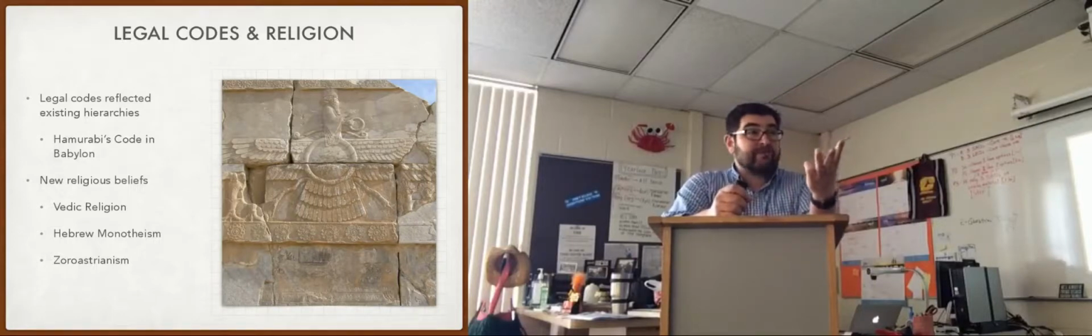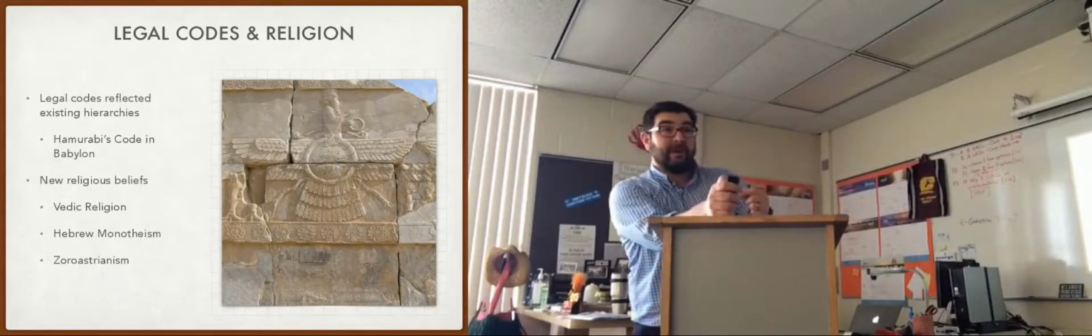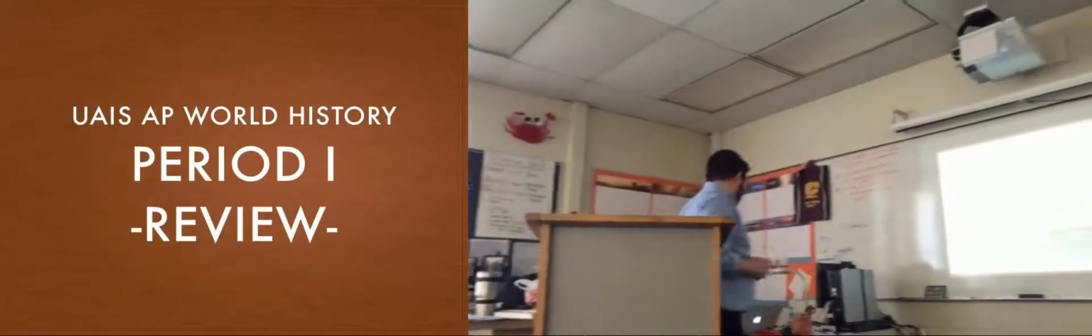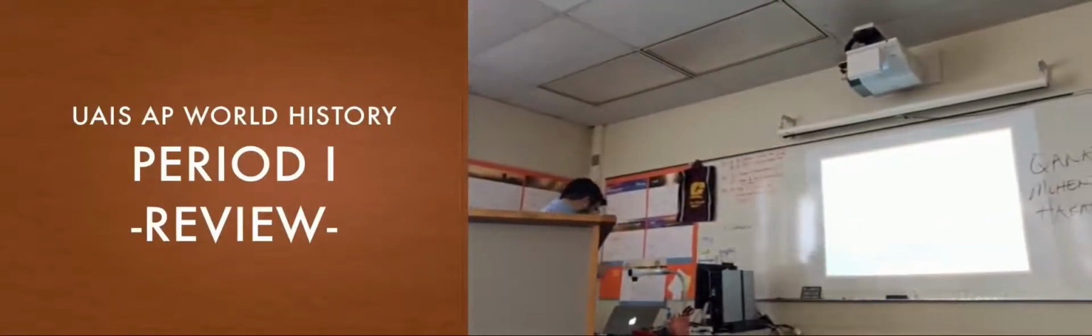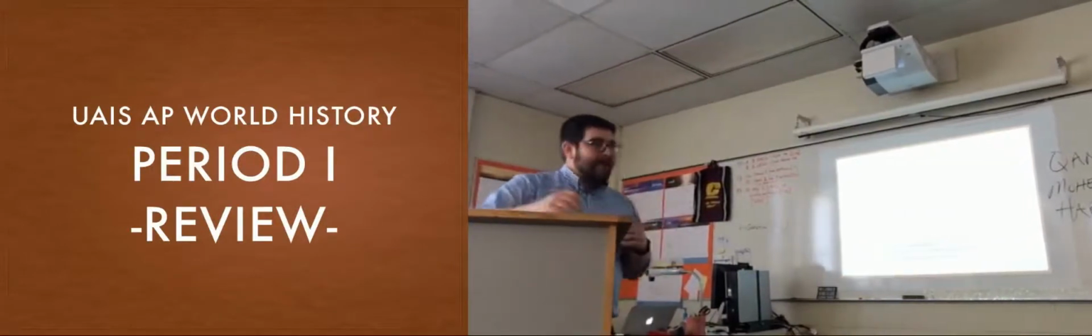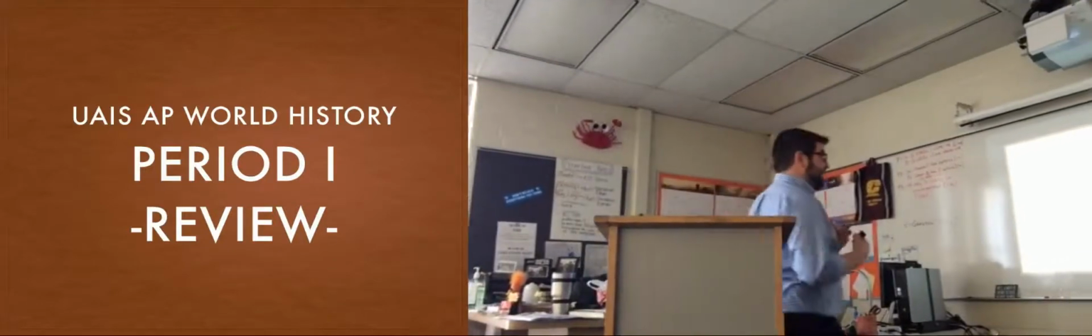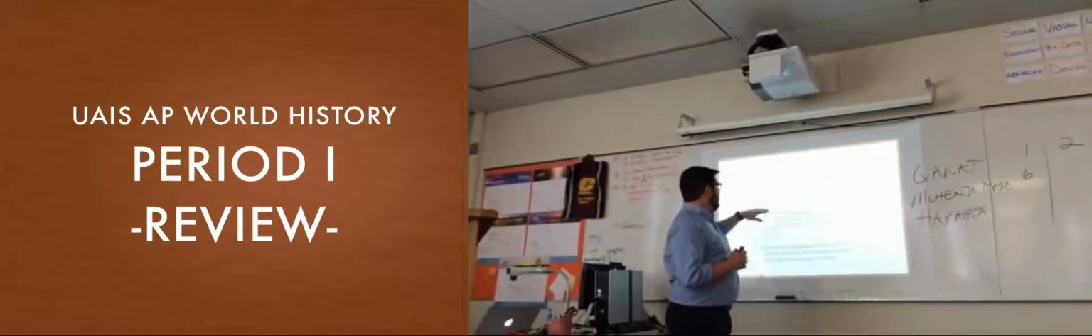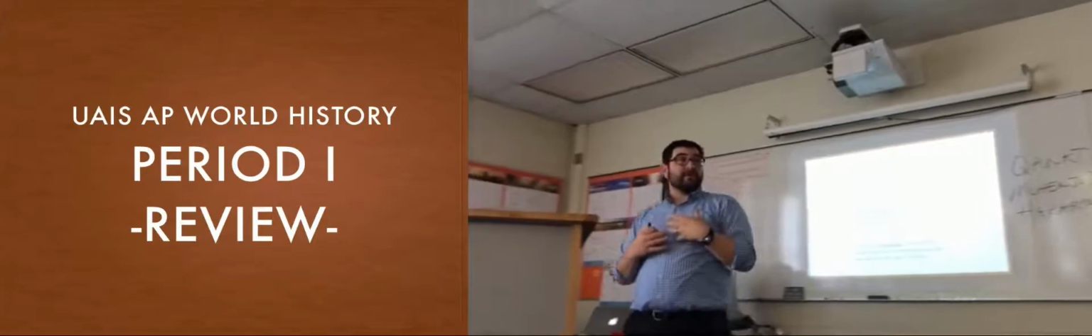So maybe 3 questions, and then maybe a short answer question from period 1. That's it. If you have a short answer question, it might look something like this. So we'll take a look at the board here. You might get a question that says, describe one reason that Mesopotamian city-states from like 3000 BC to 500 BC were able to consolidate political power.